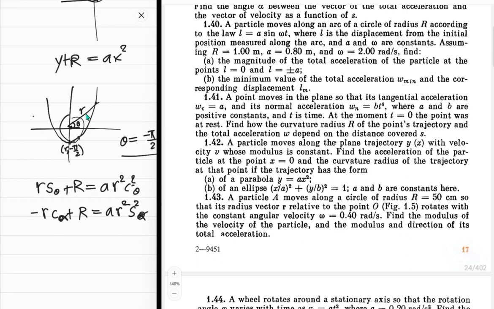So this is the curve at that point. Let's go for the Taylor series approximation for sine alpha and cosine alpha. Maybe that will give us insight into what is happening.